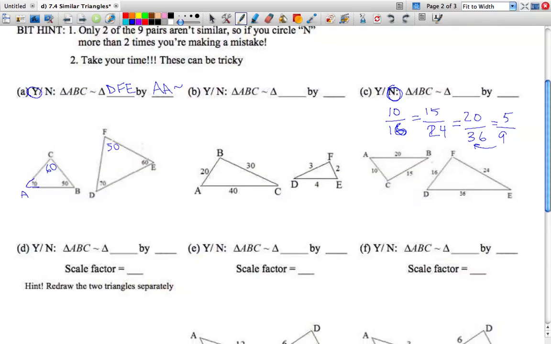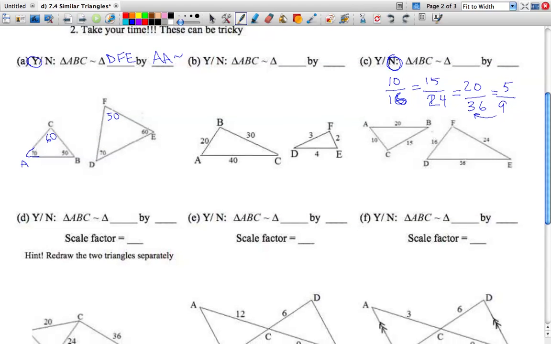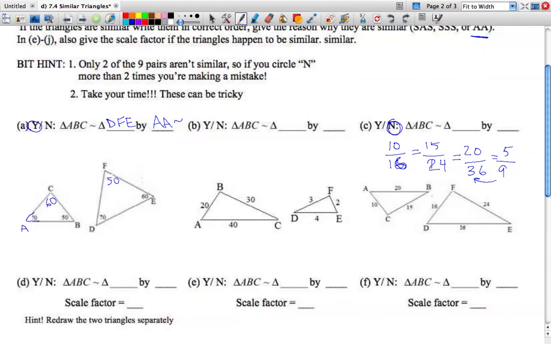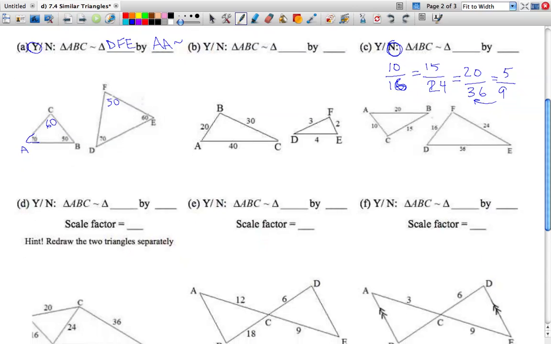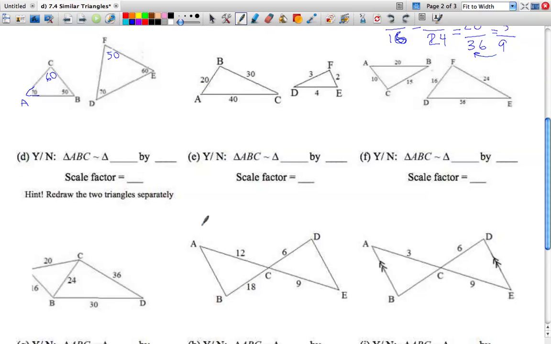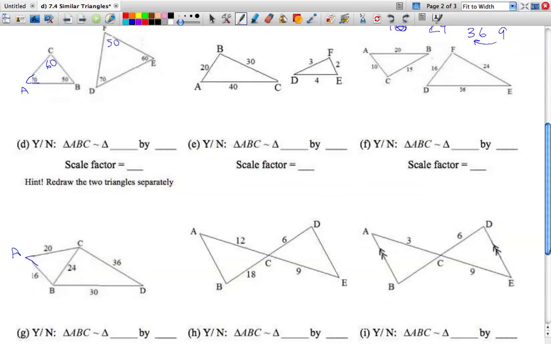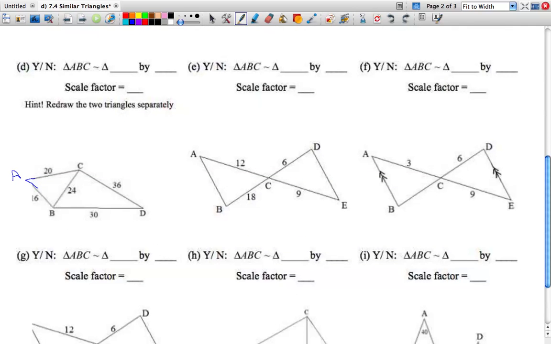Alrighty then, take your time. So we have found one of the no's, so there's one more no in here. Take your time. Let's see, what's this? This should be angle A up here. You probably have this in your notes, okay? All right. So take your time, and we will talk about the answers to this tomorrow in class.